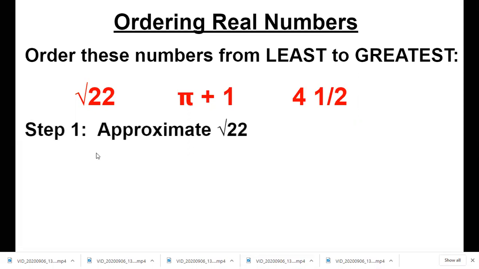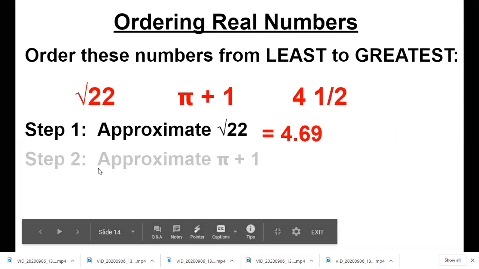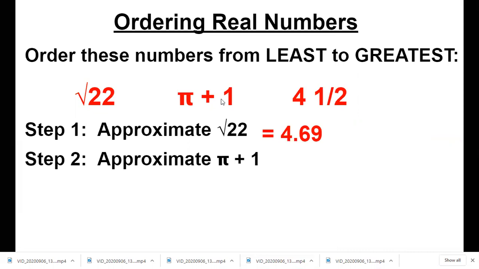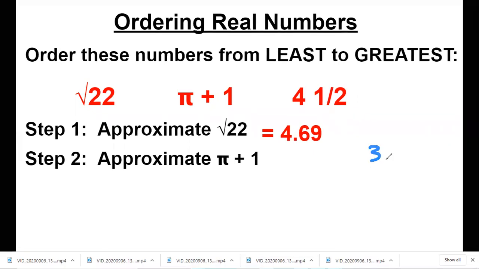Okay, so step one, we approximated the square root of 22, and we said that was 4.69. Step two now is to approximate pi plus 1. This one's a little easier. We know what pi is approximately, what? 3.14 plus 1, right? So it would be 3.14 plus 1 more.